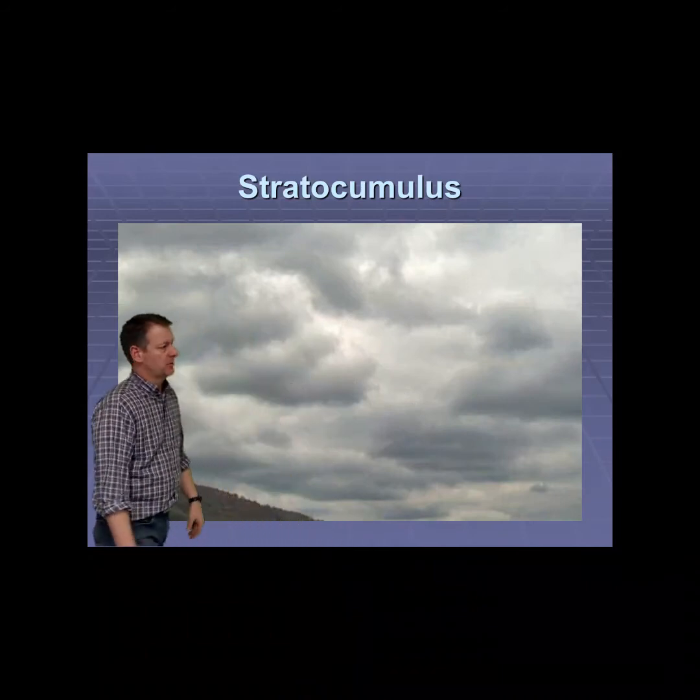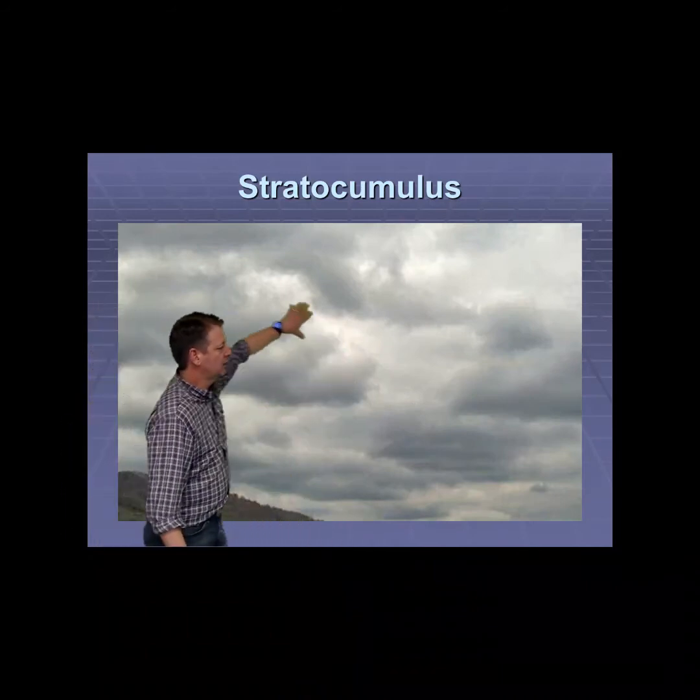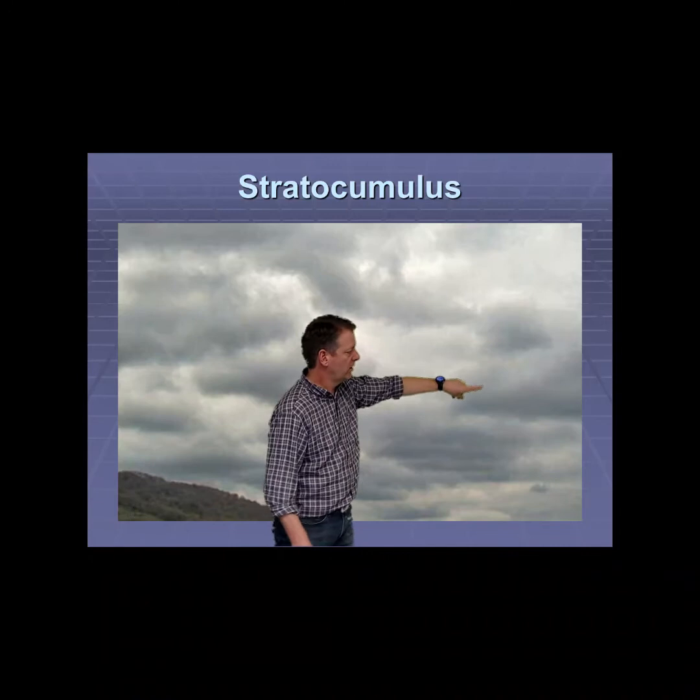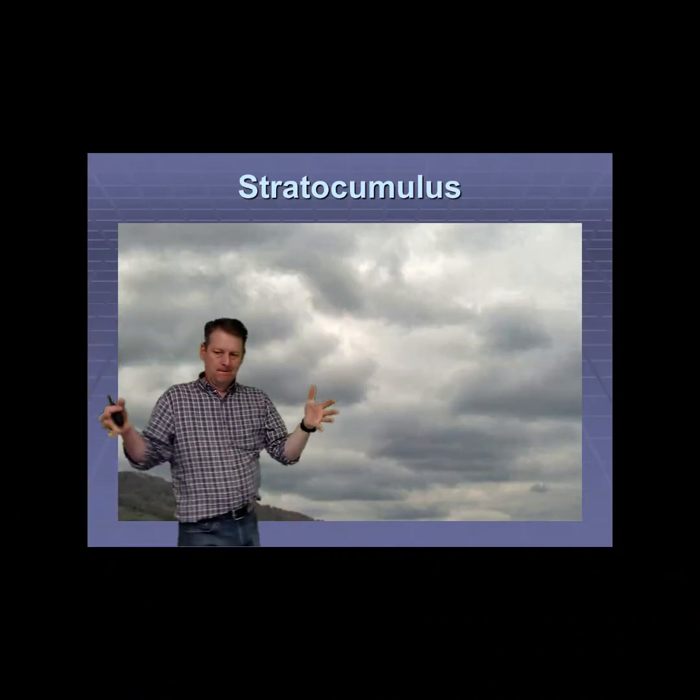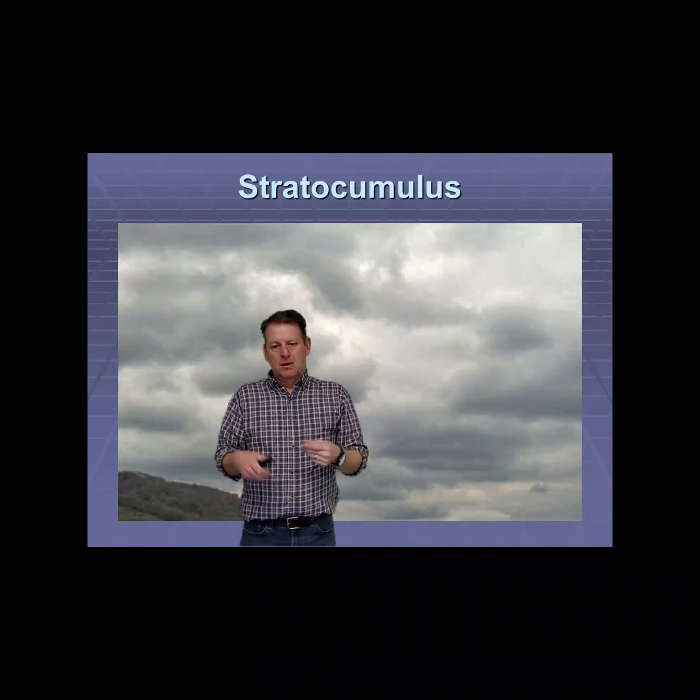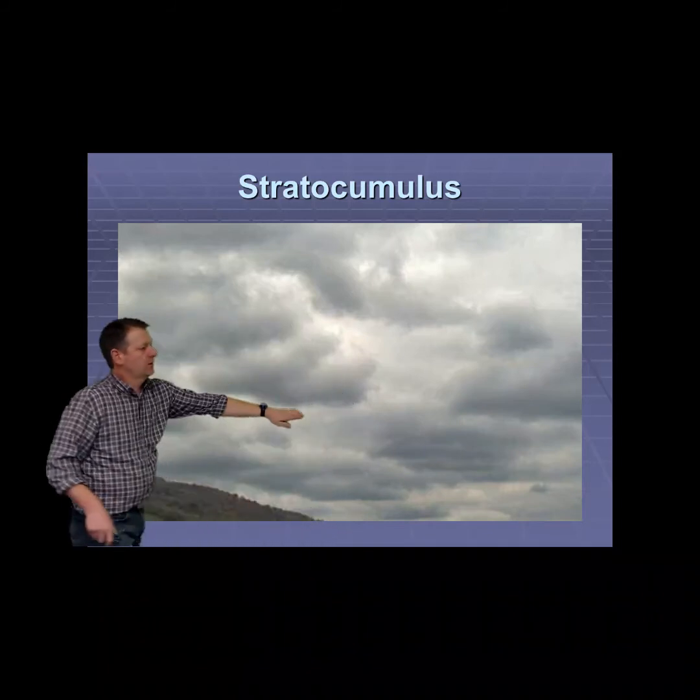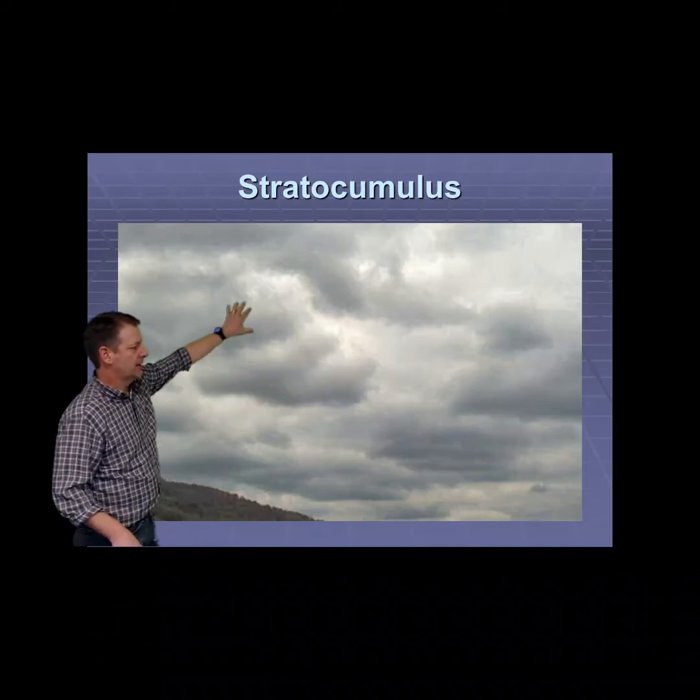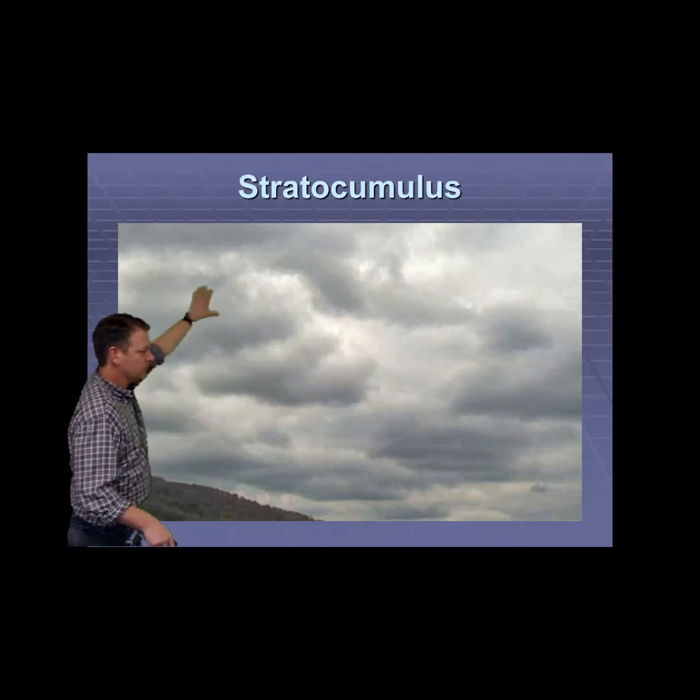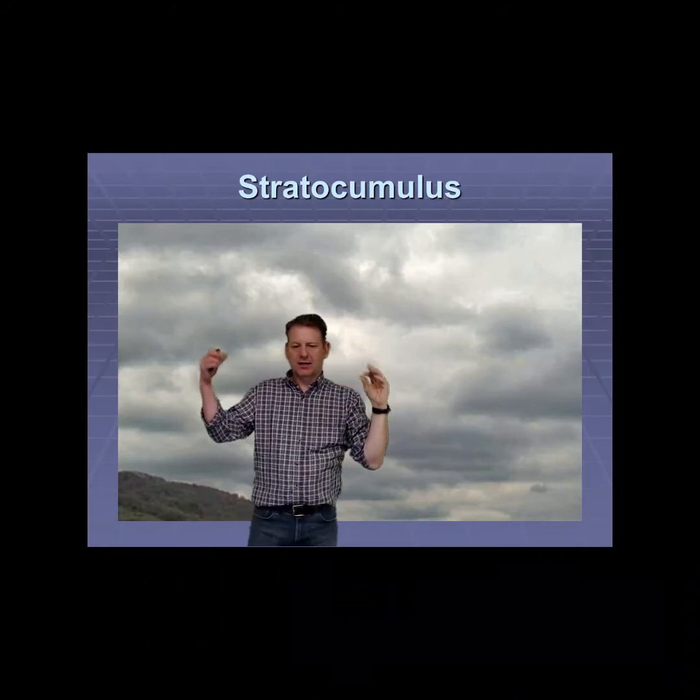Okay, stratocumulus. So we can see we've got one cloud right here. We have another one right over here. We have all these different clouds that kind of packed together. We can see that they are because you can see that we've got the shadow right here. We know that that's just one cloud. This is another cloud. Look up at the sky, they're all kind of together.